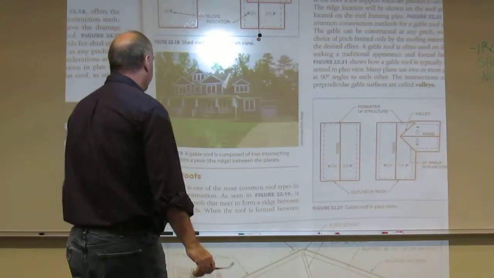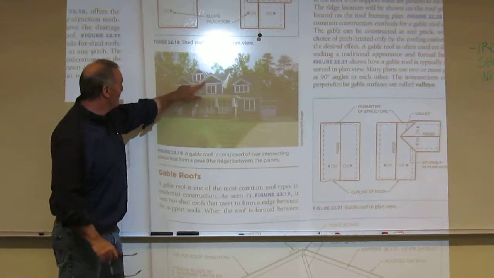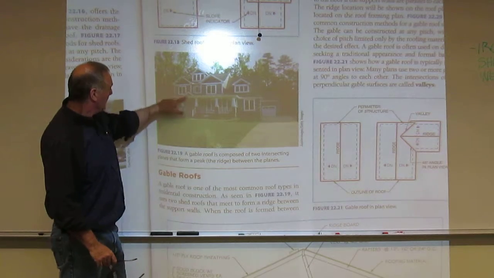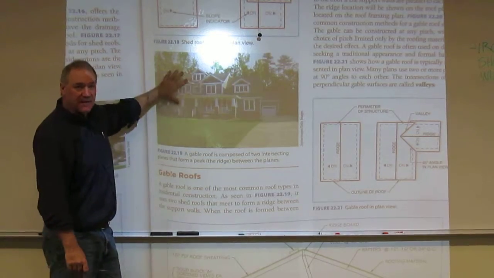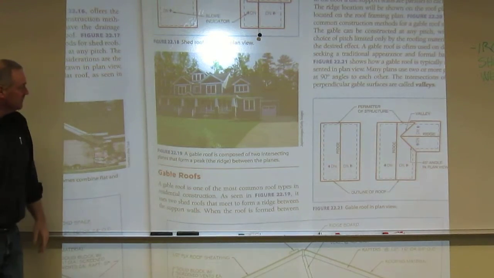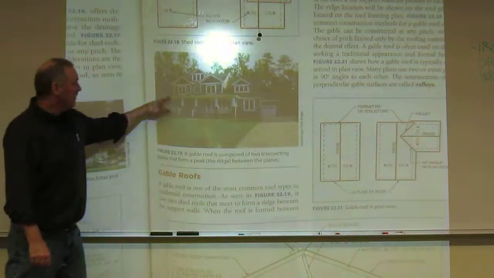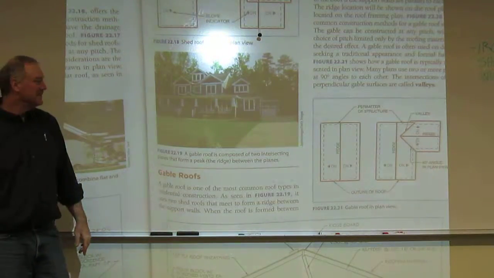So two slopes. Here you see a whole bunch of them. There's a gable, there's a gable, there's a gable, there's one, there's one. The side views are gables also. This is an entire gable roof structure, except for the front porch, which is a hip setup.